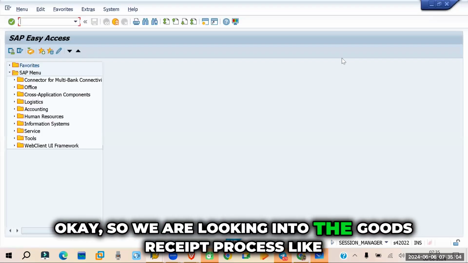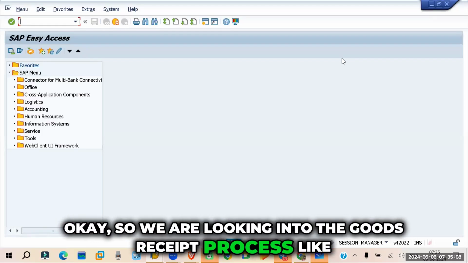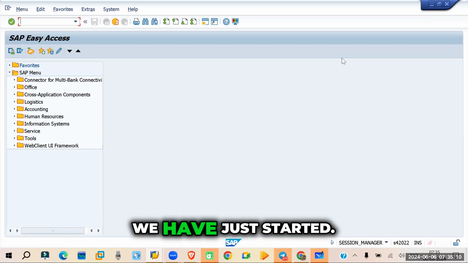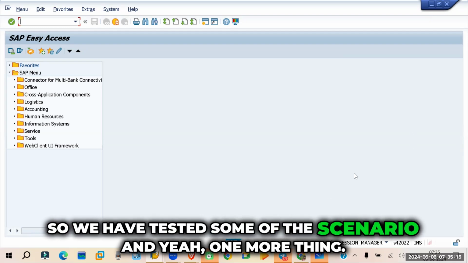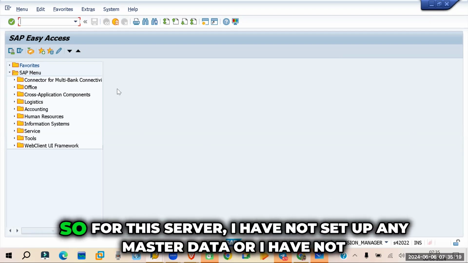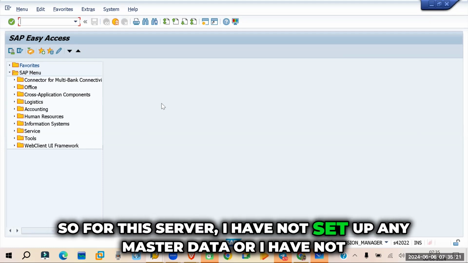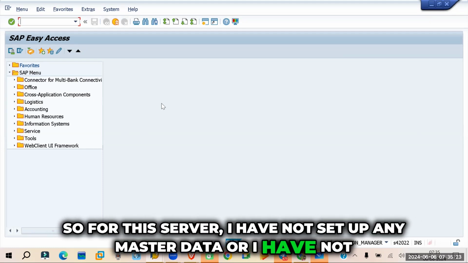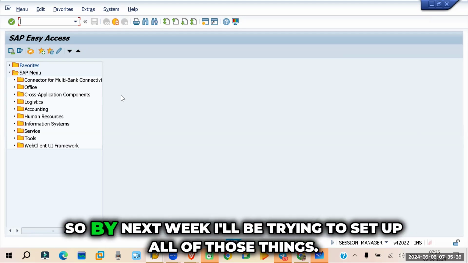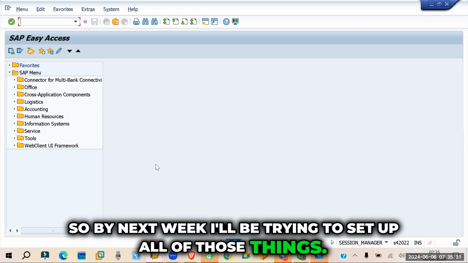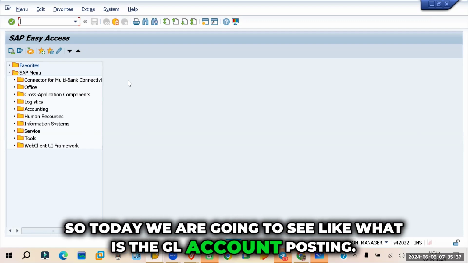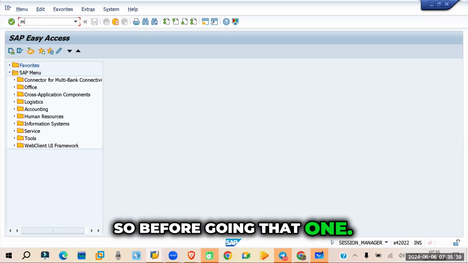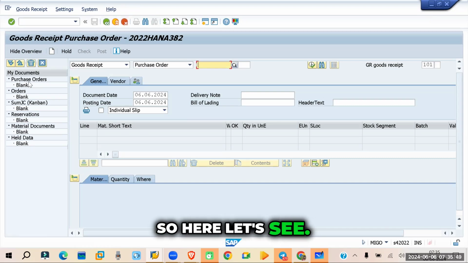Okay, so we are looking into the goods receipt process, like the inventory process, right? We have just started, so there are a couple of things. We have tested some of the scenarios, and one more thing. For this server, I have not set up any master data or any organization structure. By next week I'll be trying to set up all of those things. Today we are going to see what the GL account posting is. Before going into that, let's say yes.